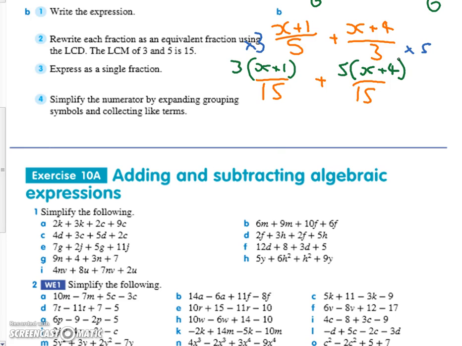So now we have to multiply them. How do I multiply them? What do I do when I expand that out? 3 times x plus 1. What do I get? Which will give me 3x and? So you've done the 3 times x, then you have to do 3 times plus 1. 3 times 1. You're doing 3 times everything in the brackets. So you're doing 3 times plus 1. Now here you've got 5 times x, then 5 times plus 4.